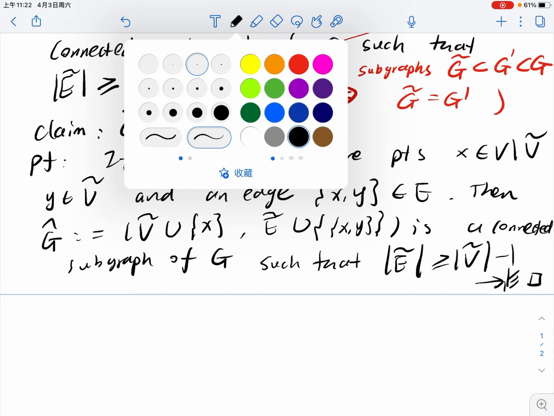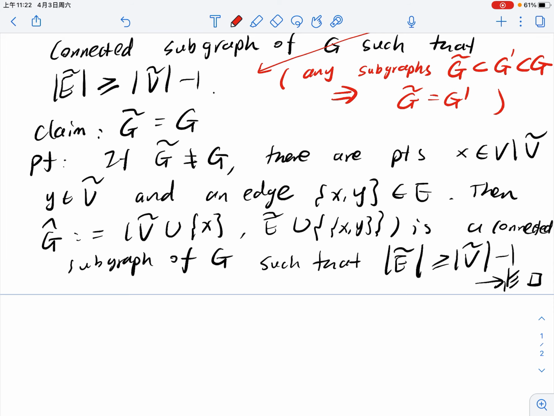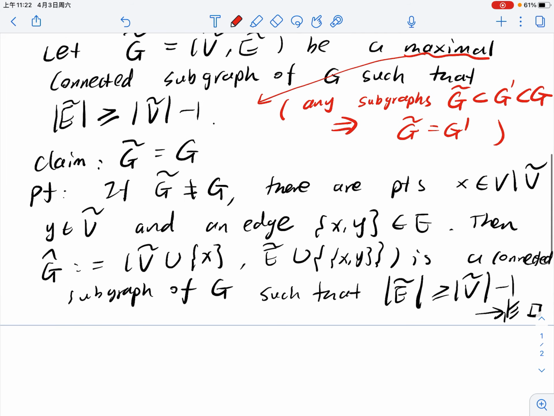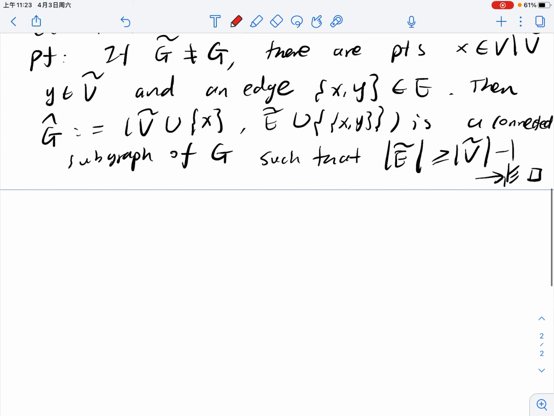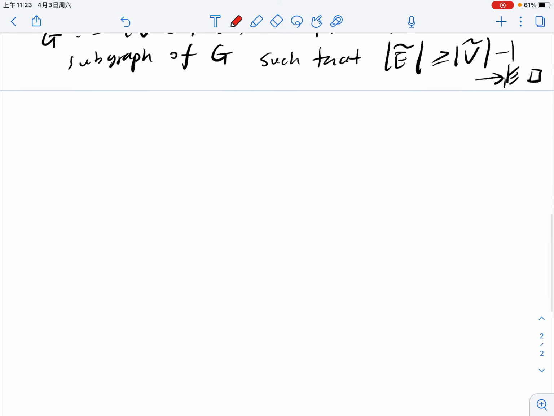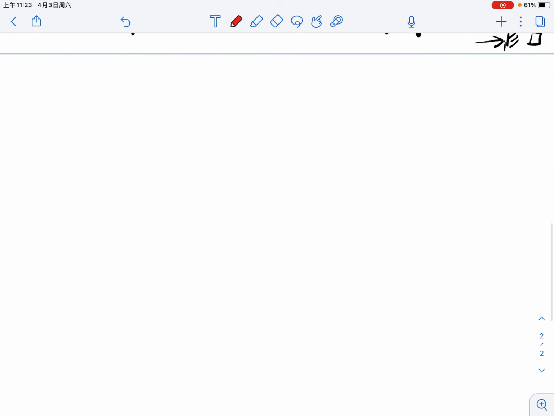Oh, sorry, here I should say any subgraph. So maximal means that any subgraph G theta contained in G prime contained in G satisfying this inequality star implies G theta is G prime. That's exactly what maximal means.